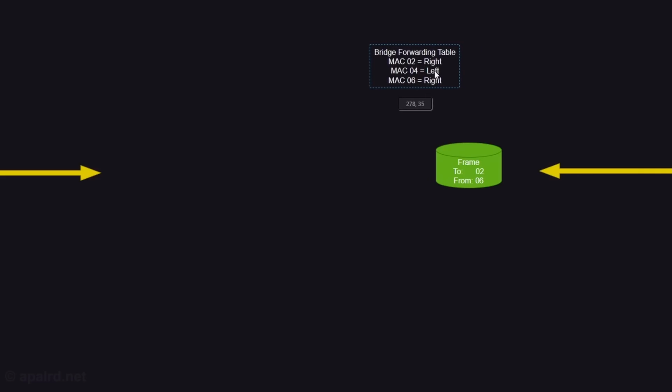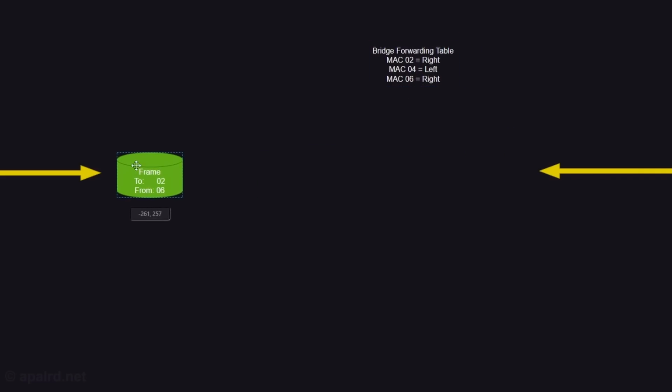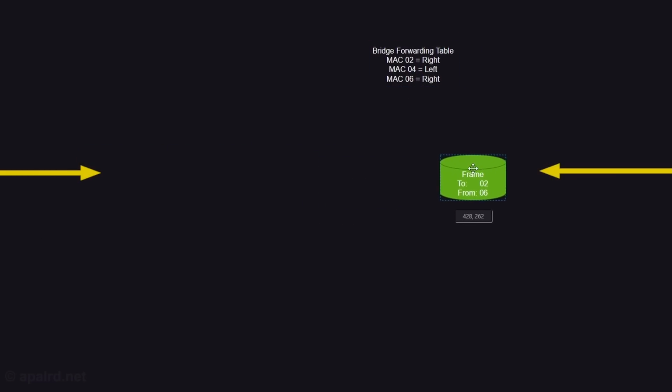So the bridge continuously builds this forwarding table as it sees frames traverse back and forth on the bridge. It knows where frames came in from, and it learns where those MAC addresses are.